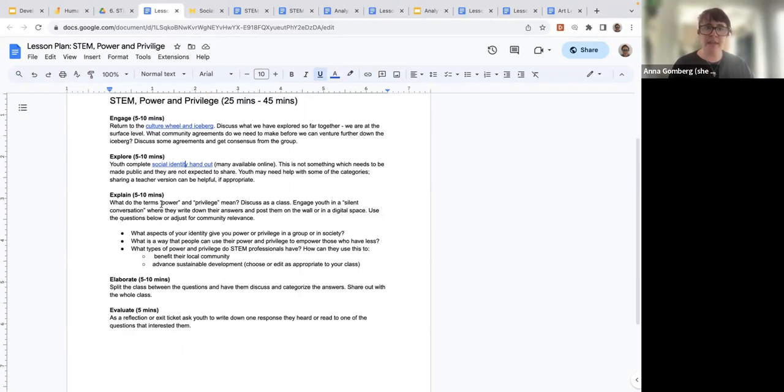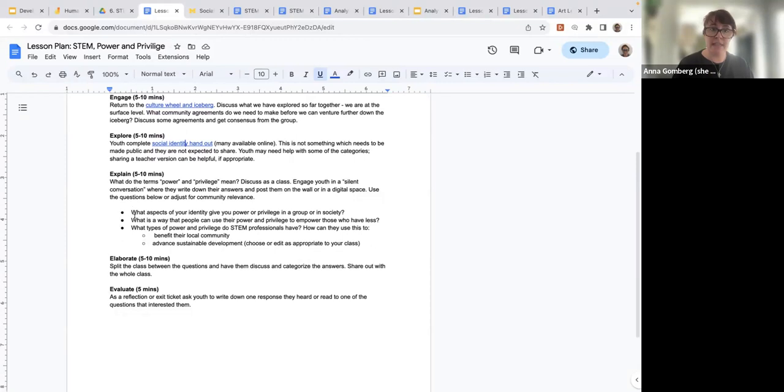And then we together as a whole group defined the two words power and privilege, and some of the definitions the kids came up with were amazing. Really, really great. And then we had these questions up on chart paper around the room, and they had a silent conversation where they wrote answers on post-it notes and stuck them on the wall. You can do it another way, you could do it on Google Classroom or Padlet or something.